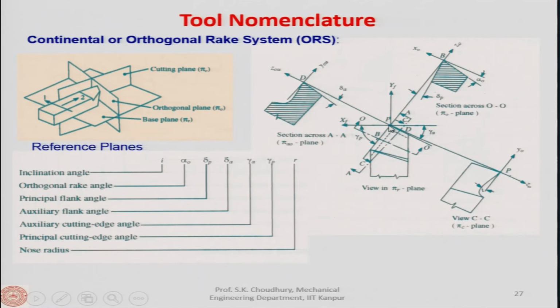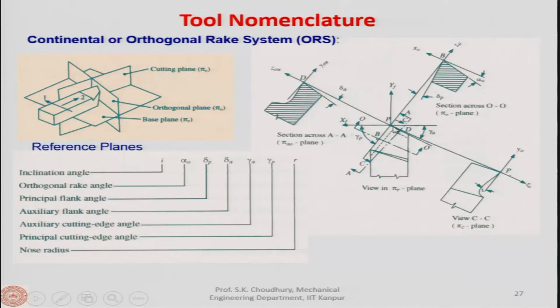So, another angle is with respect to the auxiliary cutting edge and the x axis, this is called the auxiliary cutting edge angle. All right. So, these are the 6 angles, like in case of the ASA: one set of rake angles, one set of flank angles and one set of cutting edge angles, plus one another parameter which is the tool nose radius. Since it is in the orthogonal rake system, or it is also called the continental system, this is given in the unit of millimeter. Okay. Whereas, in case of the coordinate system, since it is an American system, there it is given in inch, that is the only difference.